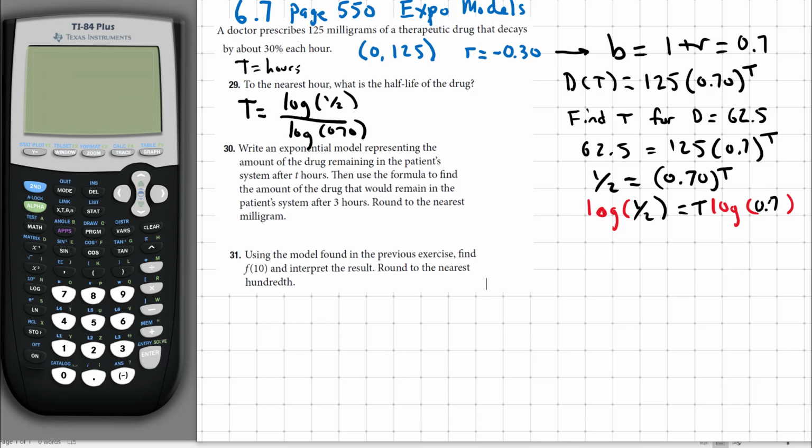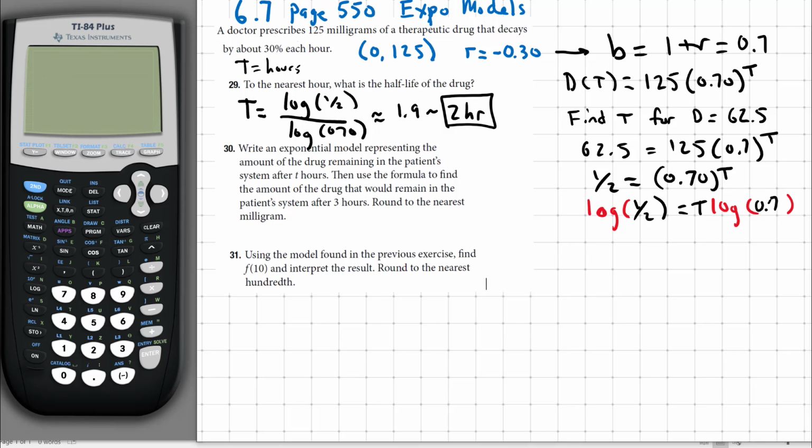Now there's an exact value, but it makes sense to round it off to the nearest hour like they asked. And we're getting about 1.9, so we can just say 2 hours. So after 2 hours, that medicine is half used up.